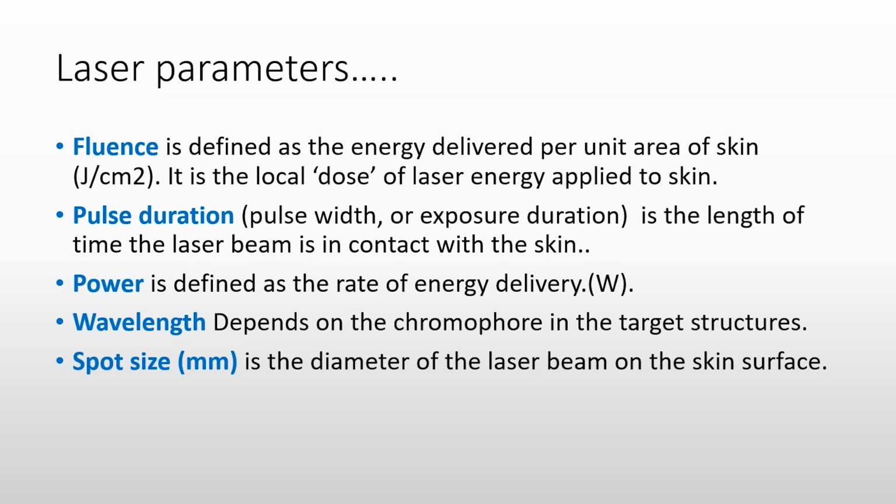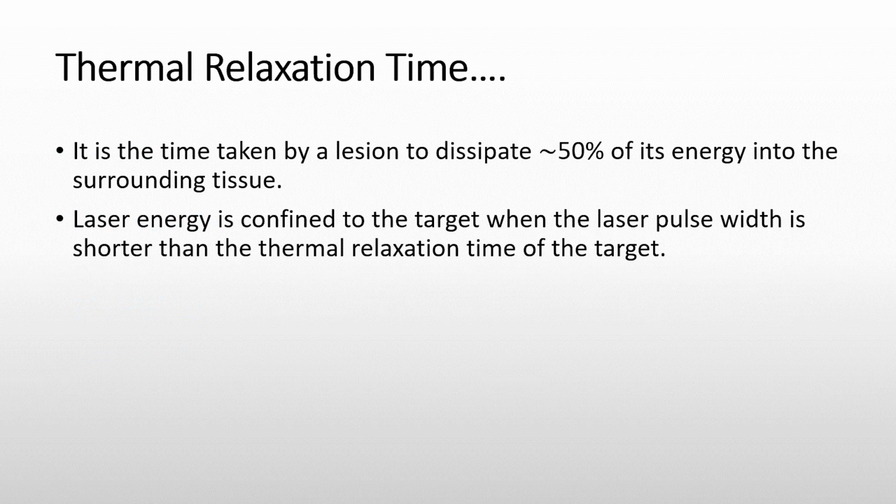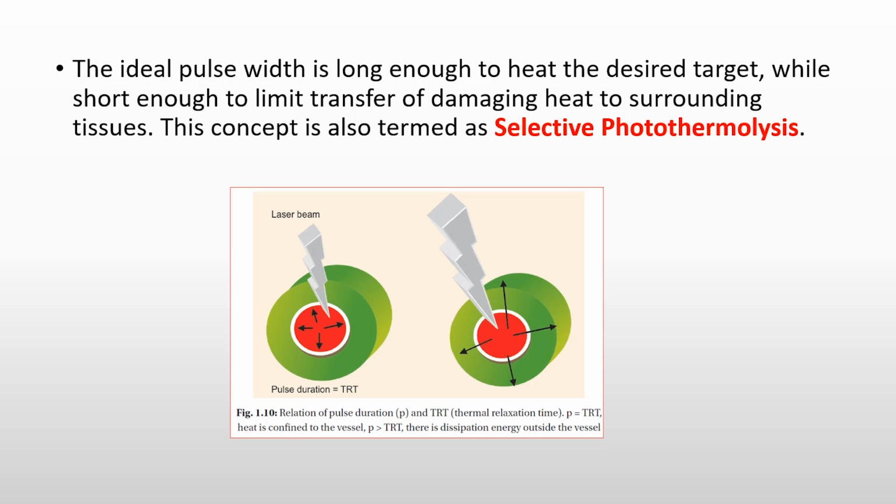Moving on to the thermal relaxation time. It is the time taken by a lesion to dissipate 50% of its energy into the surrounding tissue. Laser energy is confined to the target when the laser pulse width is shorter than the thermal relaxation time. This diagram illustrates that the ideal pulse width is long enough to heat the desired target, while it should be short enough to limit the transfer of damaging heat to the surrounding tissues. This concept is termed selective photothermolysis.